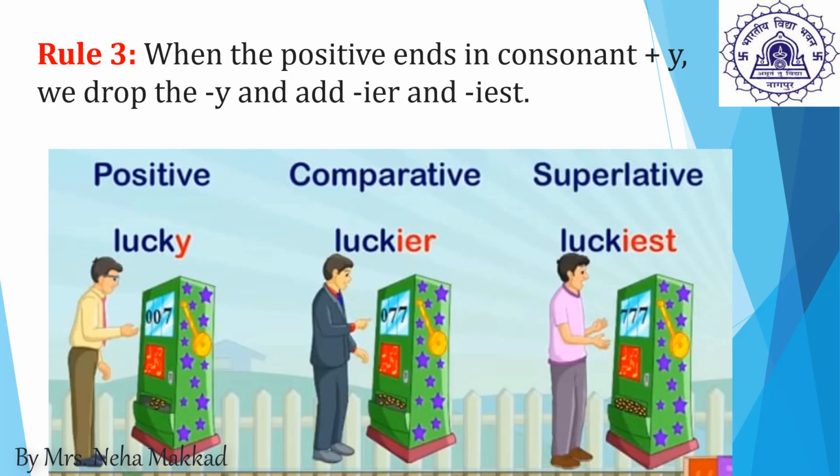As you can see, children, in the picture, the first person is getting a single 7, so he's lucky. The second person is getting a double 7, so he's luckier. And the third person is getting 777, so he is the luckiest of all.